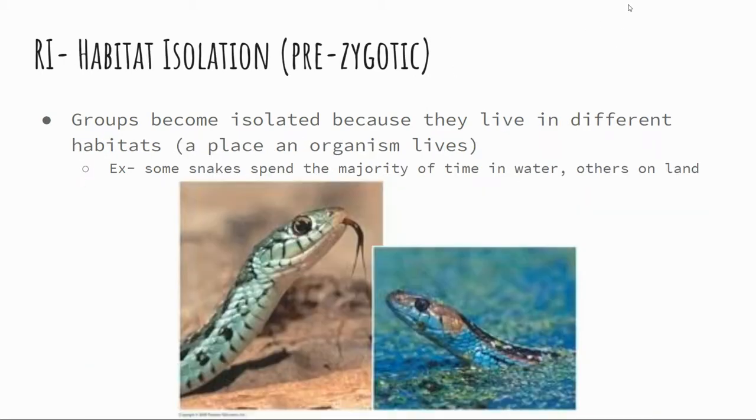You also have habitat isolation. So groups become isolated because they live in different habitats. An example is some snakes spend a majority of their time in the water, and others spend a majority of their time on land, and they're not going to typically run into one another, so they will not reproduce with each other.